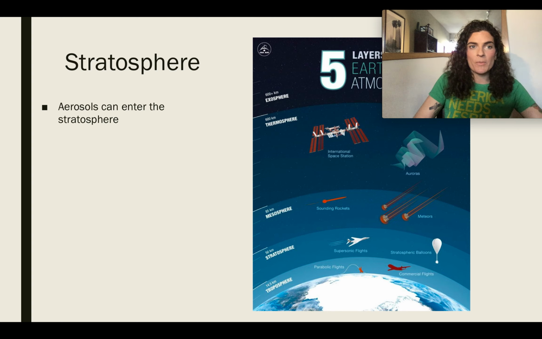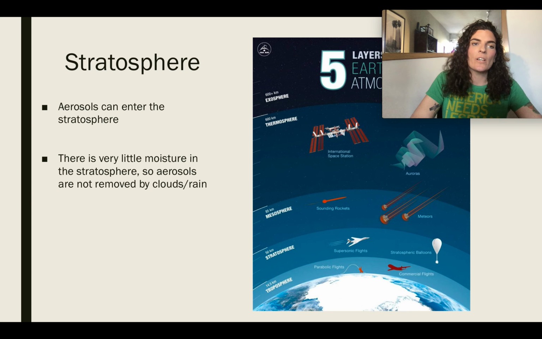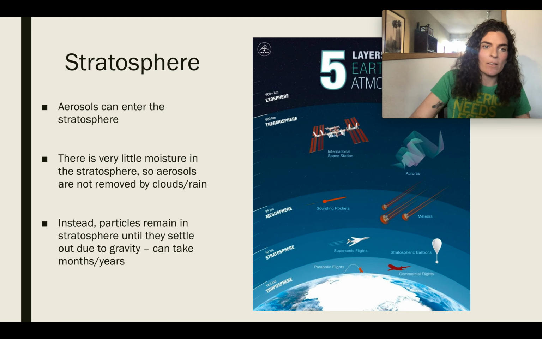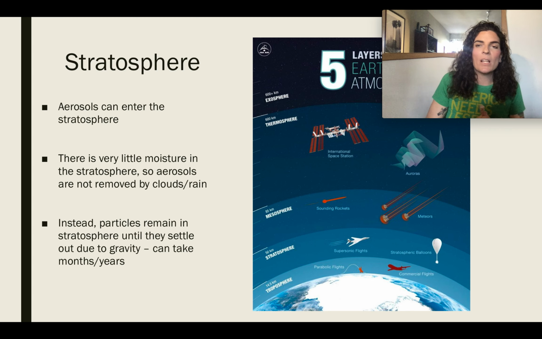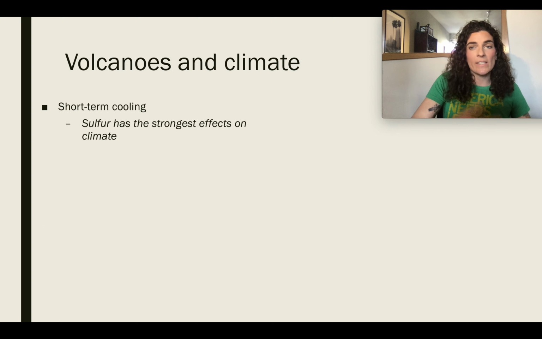So when volcanoes erupt, the aerosols enter the stratosphere. There's very little moisture in the stratosphere, so the aerosols are not removed by clouds and rain. They just kind of hang out there, and over many months and perhaps years, they eventually get large enough that they settle out and fall out on their own. So they don't get rained out, they fall out on their own. As I said, these aerosols have a short-term cooling effect on the climate, especially if they're in the stratosphere for months and years. They can have a pretty strong effect on the climate.